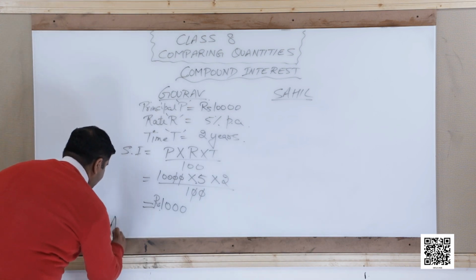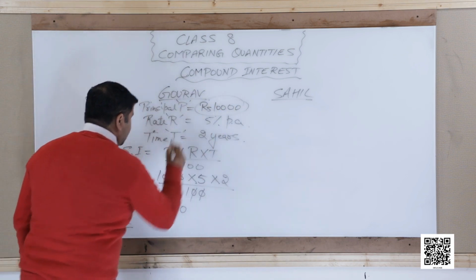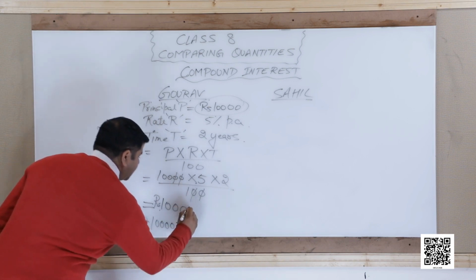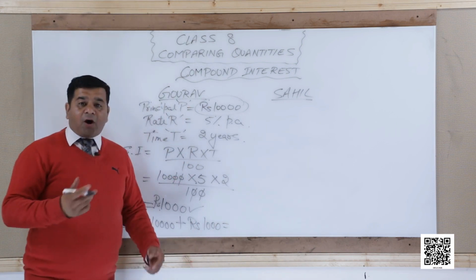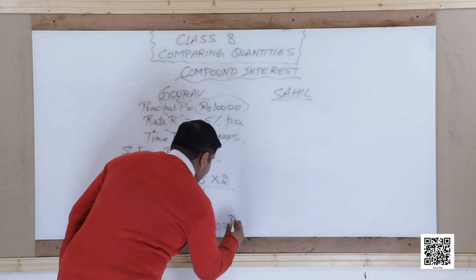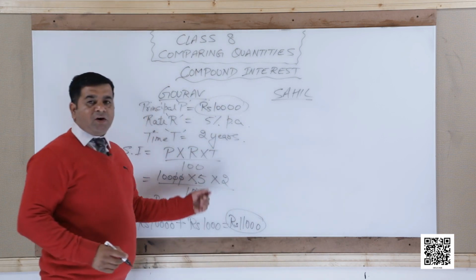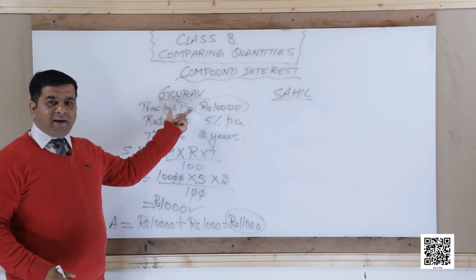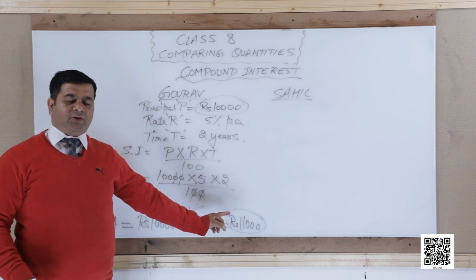So how much amount did he get after 2 years? He got his principal amount back, that is rupees 10,000, plus the simple interest, that is rupees 1,000. So the amount that he got back after 2 years was 10,000 plus 1,000, that is rupees 11,000. Now Gaurav had deposited the amount in a bank and that bank gave him simple interest and he got rupees 11,000 at the end of 2 years.